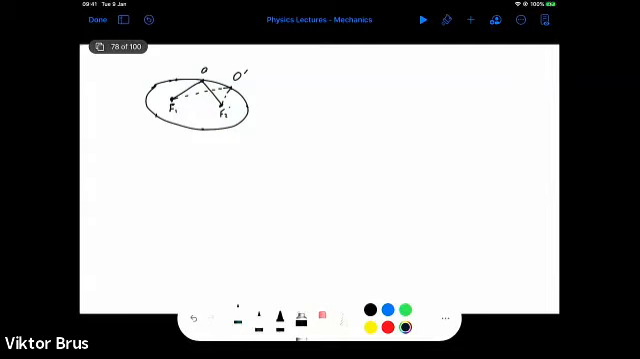And an ellipse also has some parameters. It has this major axis. So here we have the center of the ellipse.